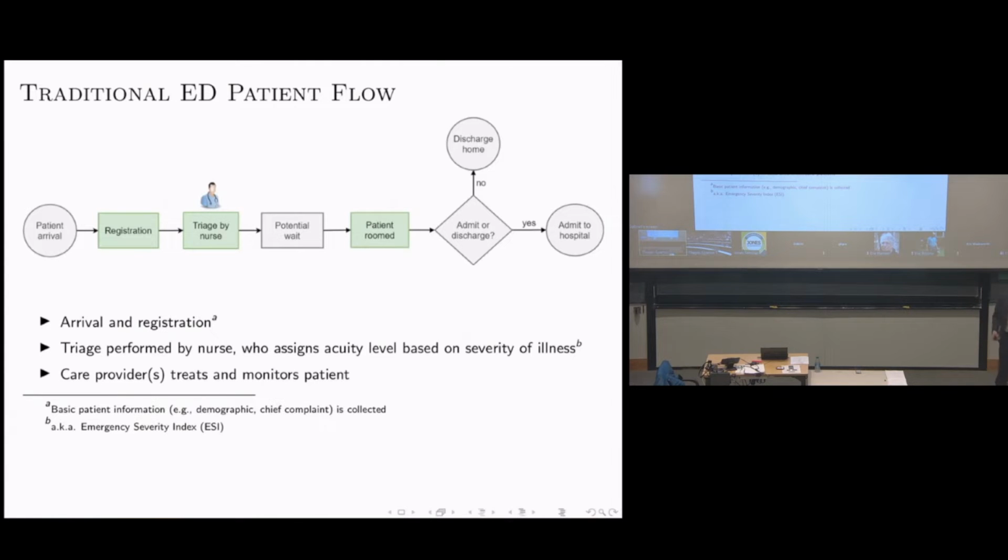And then after triage, you eventually get a room in an ED bed or some room, and there's a care provider or a team of care providers who will monitor you and treat you. They might provide some labs, medication, until they're sufficiently sure that you can either be safely discharged home or admitted into an inpatient hospital unit. There might be deviations in different hospitals, but this is what I'm going to call today the traditional ED patient flow.